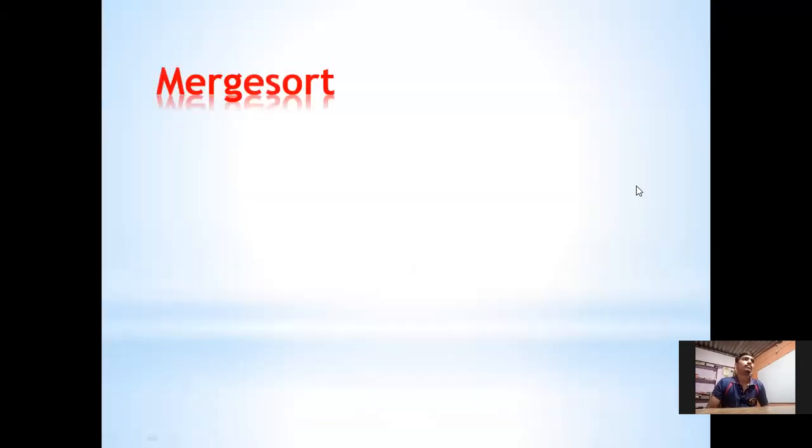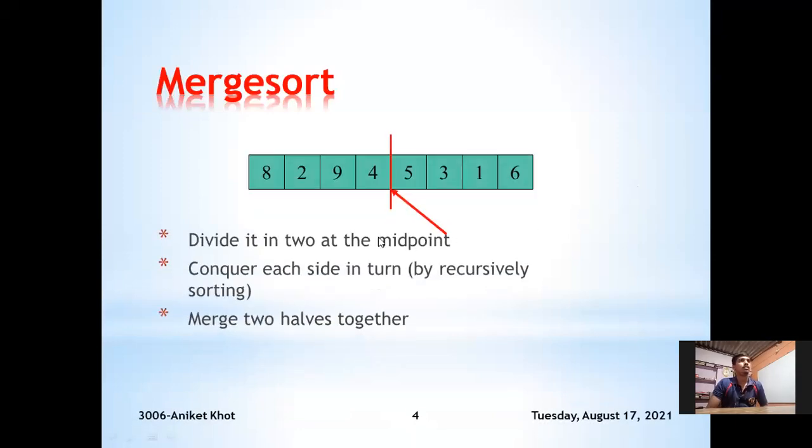So, let's take an example. Here we divide this sublist, or this array, into two parts, that is left hand and right hand. After we divide at the mid point, we conquer each side in turn.